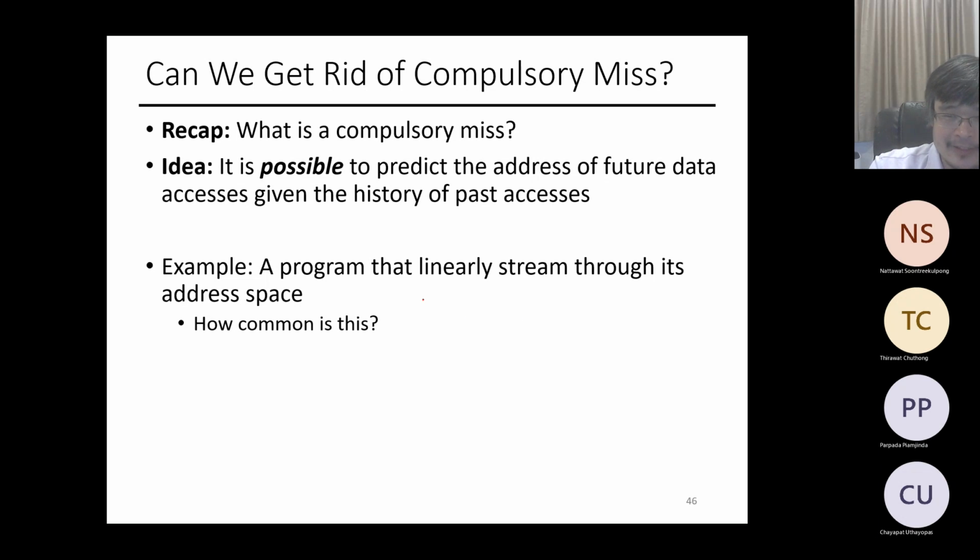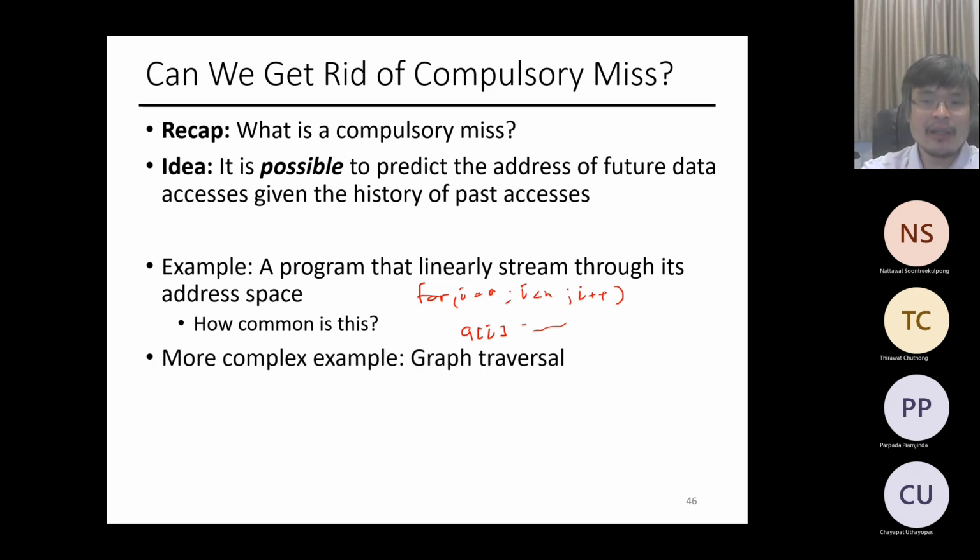A lot of times you write code like this: for i equals 0, i is less than n, i plus plus, and you do something with the array A at location i. This means that the access to array A will be super linear. It's A0, A1, A2, A3, A4, A5, A6, A7, and keep going on. Then you basically know when you have to access, say, A100. You know when you access A150 based on the history of your accesses.